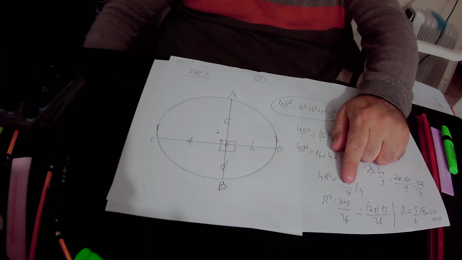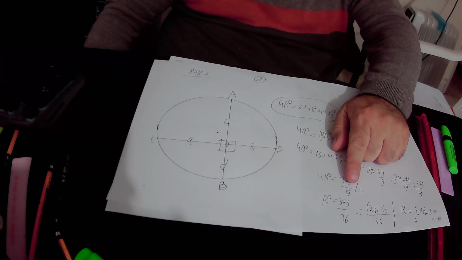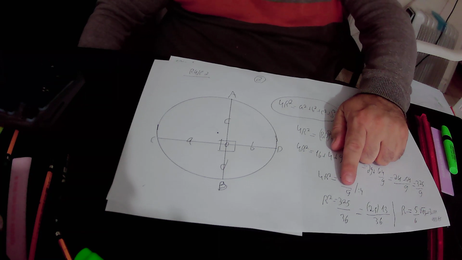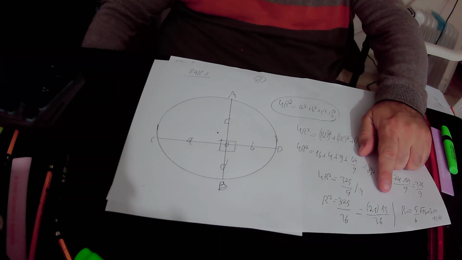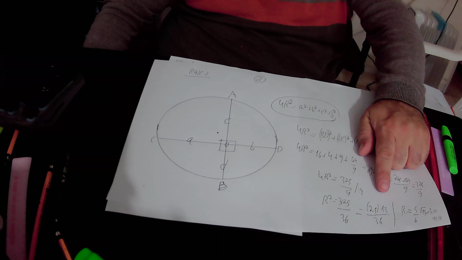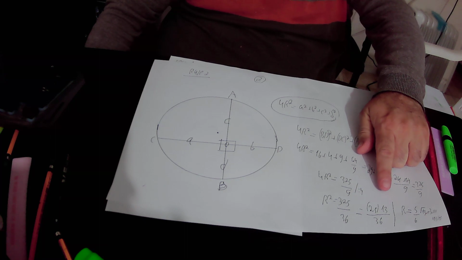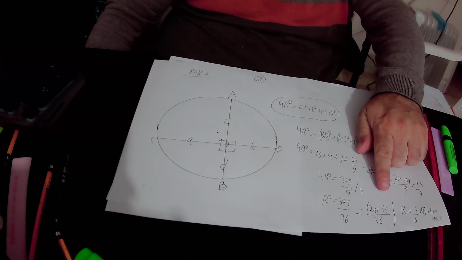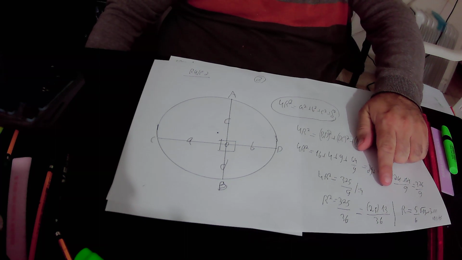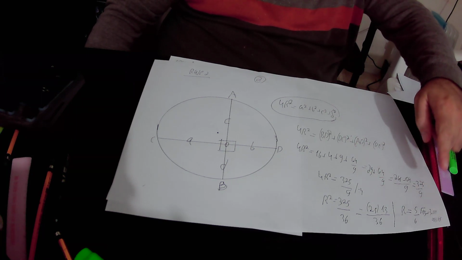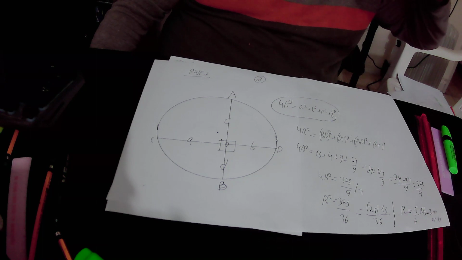325 is 25 times 13. Therefore we substituted 325 with 25 times 13, so R squared equals 25 times 13 over 36. We took the root of this equation and found that R equals the square root of 25, which is 5, over the square root of 36, which is 6. So in conclusion, R equals 5 over 6 times the square root of 13 units.